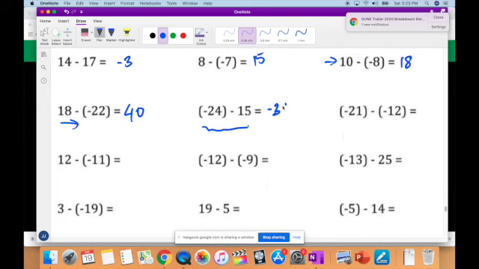Negative 39. So at the end of the day, this comes back to the rule, right? On this side here, we had different signs. When you have different signs, you find the difference and you keep the sign of the larger number, right? In this case over here, we have the same signs. So when you have the same signs, you just add the numbers and keep the sign, right?